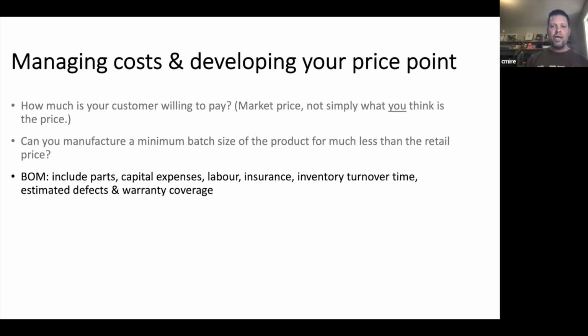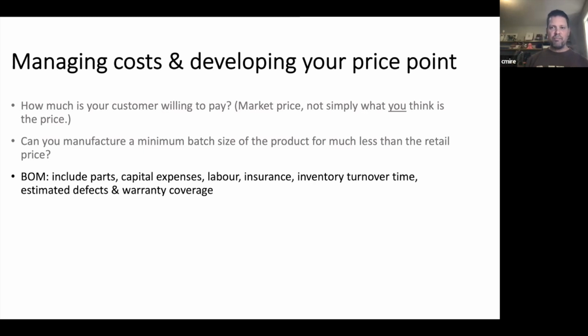Insurance. If you're making a hardware product, you will have liability insurance as a business, because if your product hurts somebody out in the market, and that company or that individual decides, I'm going to sue you, okay, that liability insurance protects you as a company. It's very important, and that does get factored in.